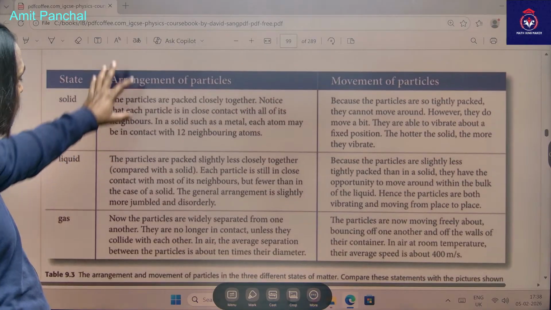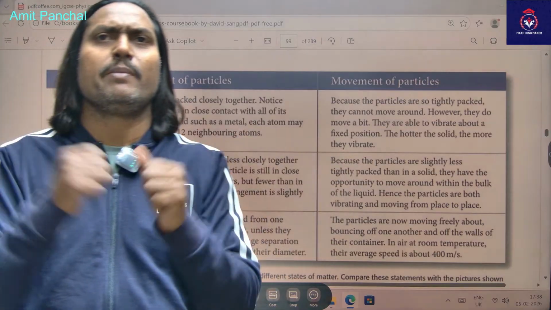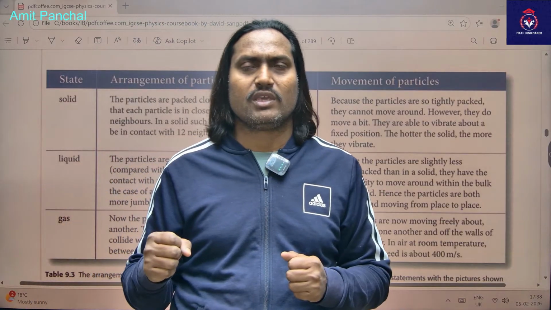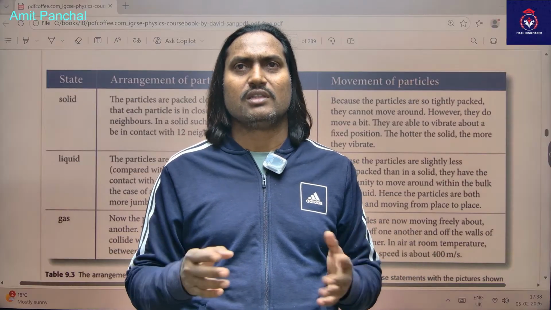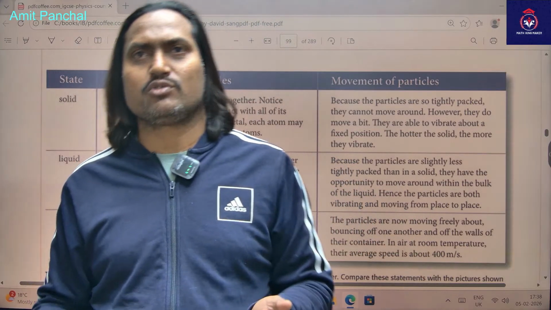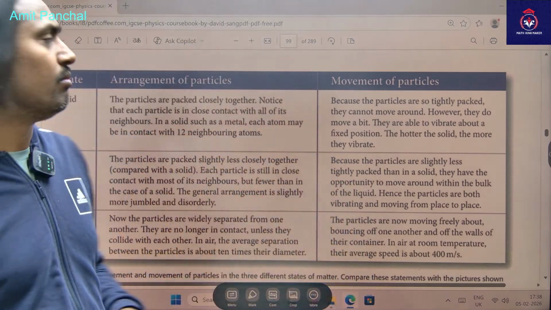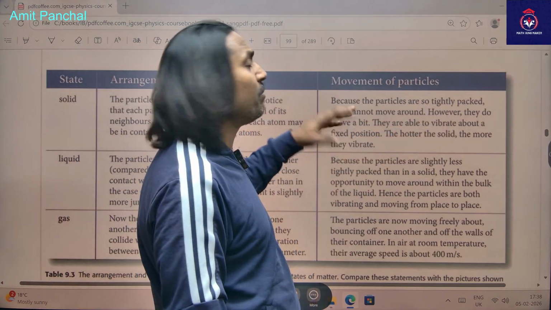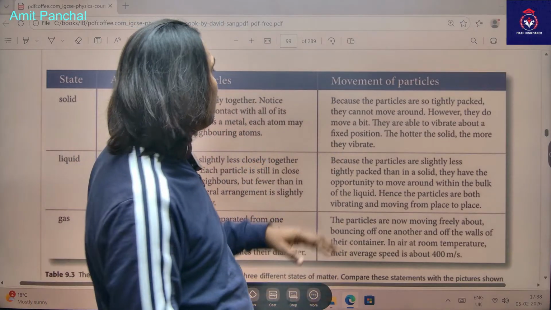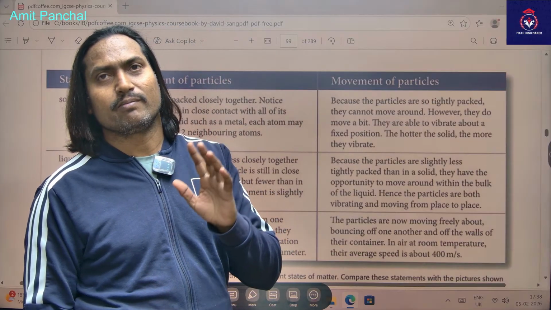Now this is the arrangement of particles. Now we'll talk about the movement of particles. If they are tightly packed, can they move? If the particles are tightly packed, can they move here and there? There is no space to move. Because the particles are so tightly packed, they can't move around. However, they do move a bit. They just shake. They are able to vibrate about fixed positions. So they are only vibrating.